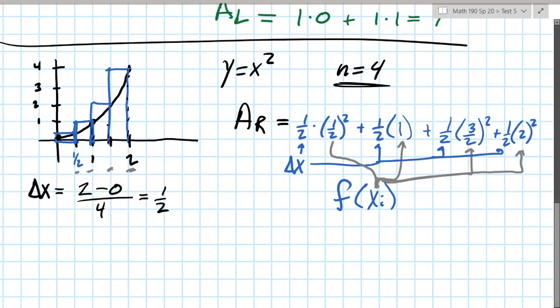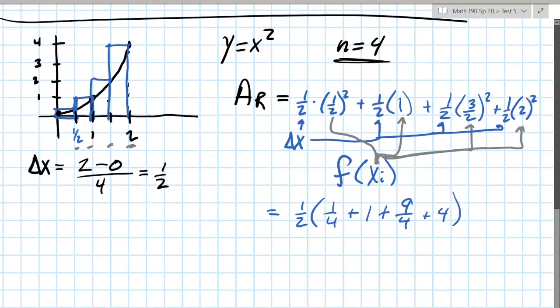Oh, I guess we should add that up. If we add that up, notice that there's a common factor of 1/2 in all of those. So then I've got 1/4 plus 1 plus 9/4 plus 4. So what is that? 1/2 times 10 quarters, 5 plus 10 quarters, or 5 halves. 5 is 10 halves, 15 halves. 15 halves times a half is 15 quarters.